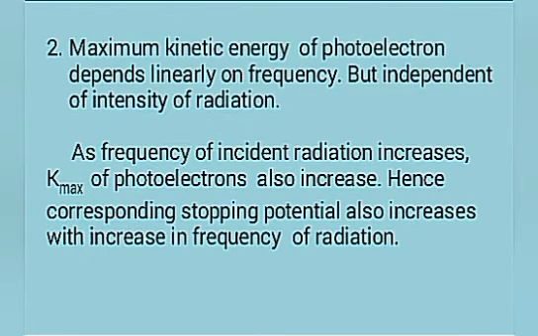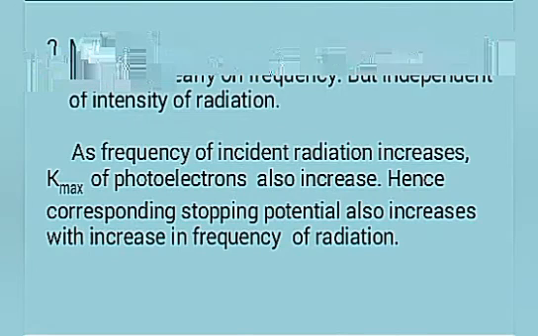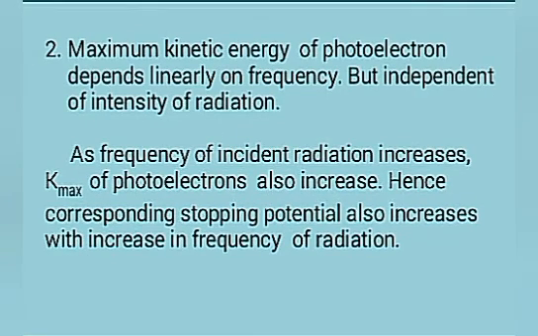Next, we know the relationship between K maximum and stopping potential. What is that? K maximum equal to e into V naught. So as K maximum depends on frequency, stopping potential also depends on frequency. Means here stopping potential also varies linearly with the frequency of light.